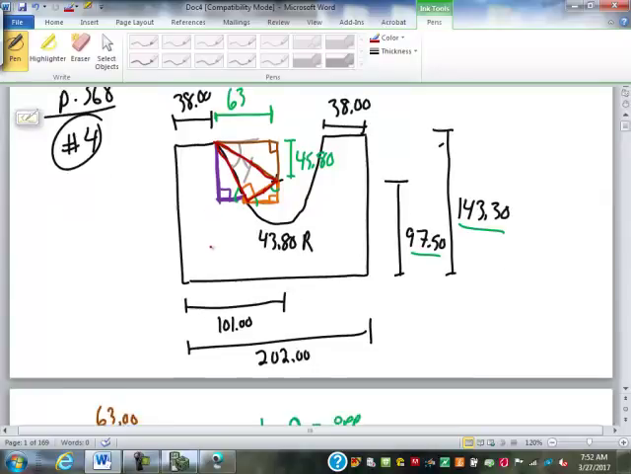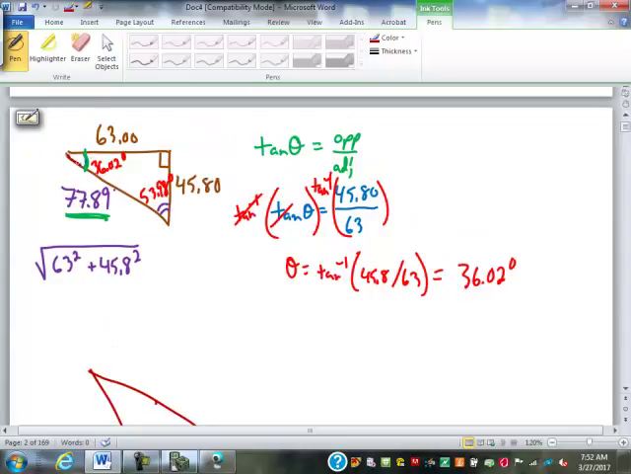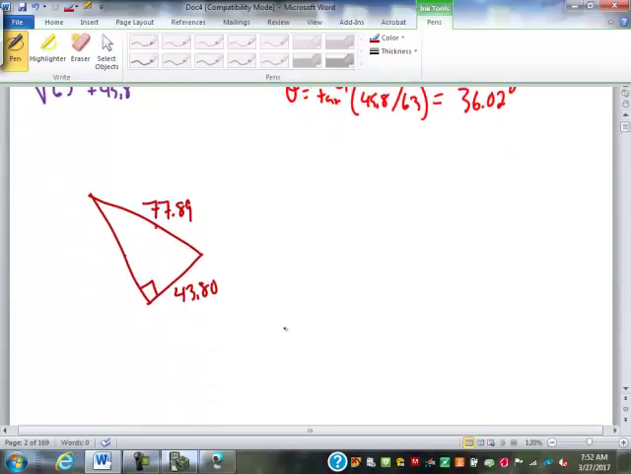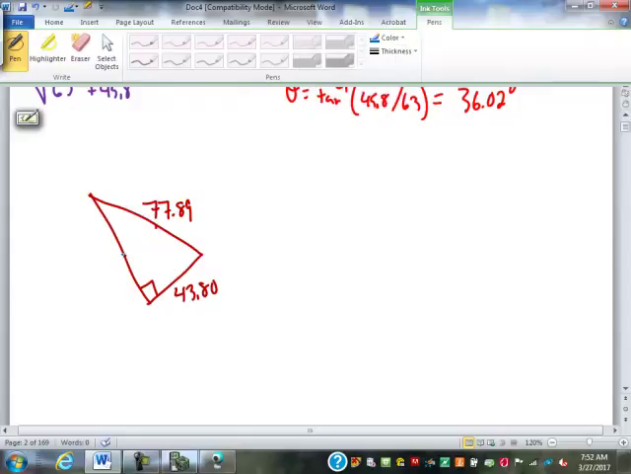So let's draw that triangle and look at it in more detail. This is the radius of our circle, 43.80. This here is just this side right here, so that's the 77.89. So now with that information, I can solve this triangle. I could find this dimension here. This would actually be c squared minus b squared equals a squared.